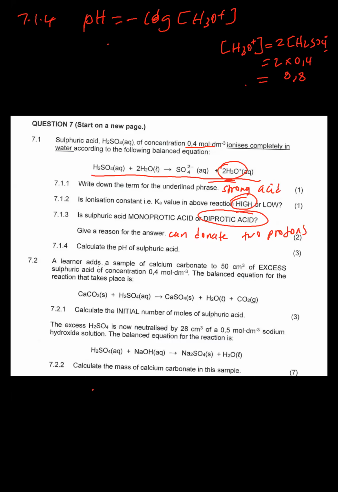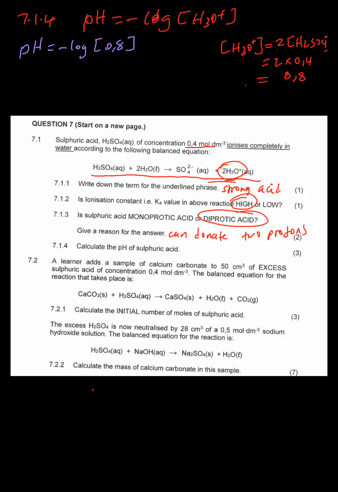Sir, can I ask a question? When you're calculating the concentration of H3O plus, are we multiplying by 2 because sulfuric acid is diprotic, or because in the balanced equation the H3O plus is multiplied by 2? Both statements are correct, but the most correct one is the fact that sulfuric acid is diprotic.